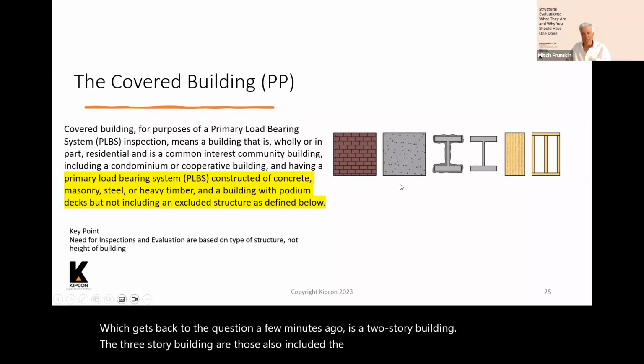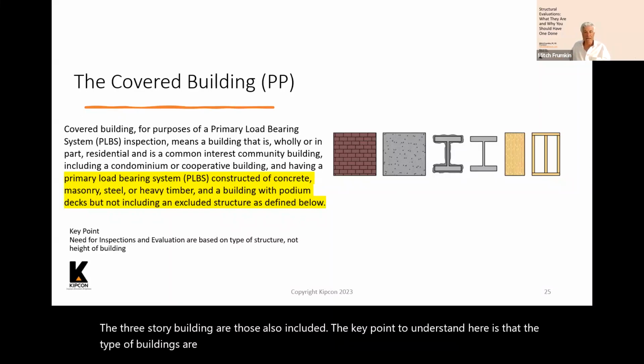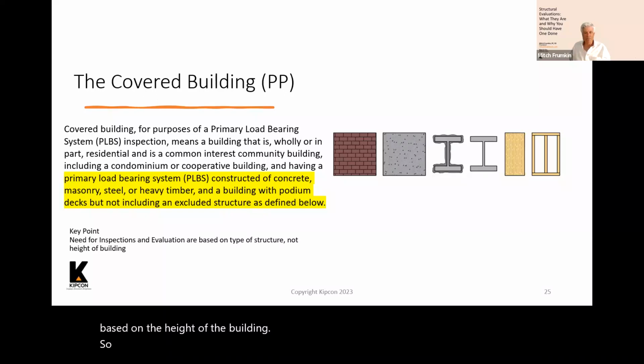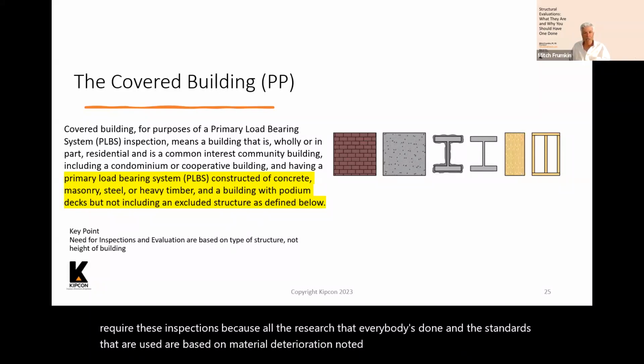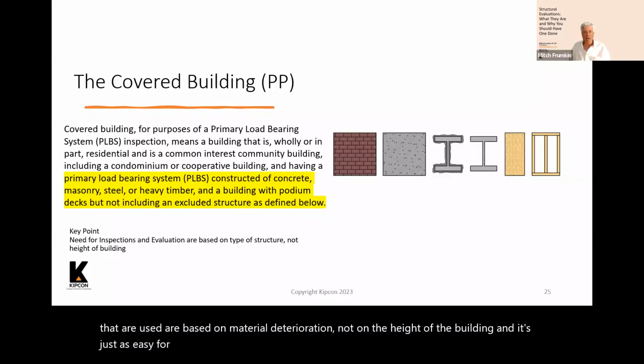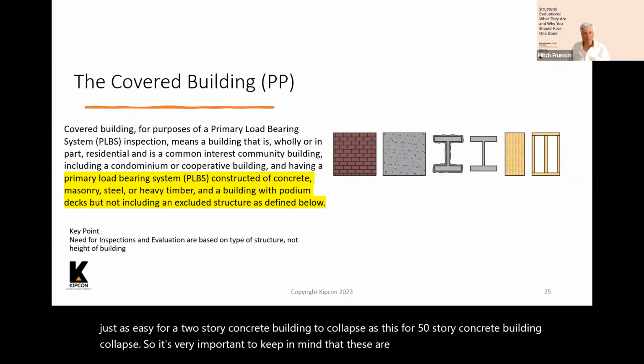The key point to understand here is that the type of buildings inspected is based on the type of structural materials that are used, not based on the height of the building. So you could have a 2-story building that is made out of reinforced concrete that would require these inspections, because all the research that everybody's done and the standards that are used are based on material deterioration, not on the height of the building. And it's just as easy for a 2-story concrete building to collapse as it is for a 50-story concrete building to collapse. So it's very important to keep in mind that these are based on the type of structure, not the height of the building.